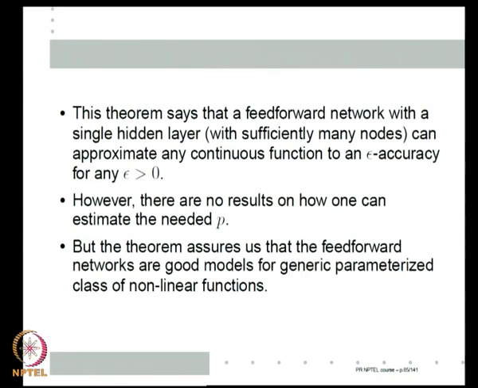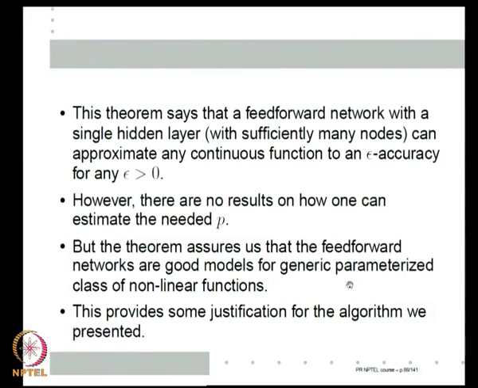Essentially, even if I use only one hidden layer, if I put sufficient nodes in the hidden layer, and if my algorithm can get me the weights that are global minimizers of the squared error loss, then I can approximate any continuous function. So, the theorem assures that the feedforward networks are good models for a generic parameterized class of nonlinear functions and provides some justification for the algorithm we have presented.